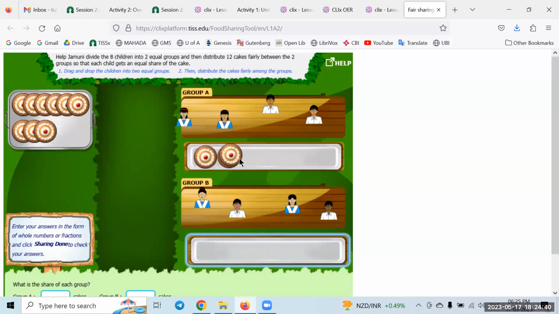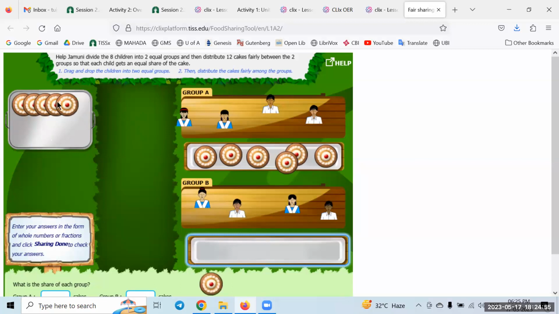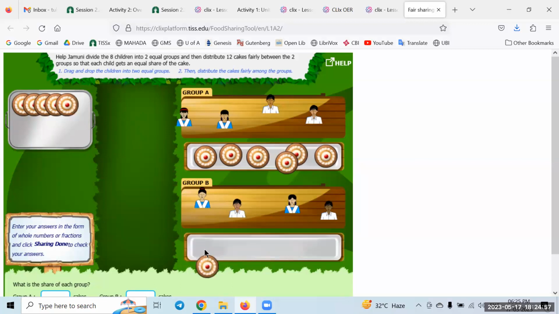Yeah. So once you are done, what you have to do is write what is the share of each group, group A and group B. Yeah, and let us then show the next question, Tuba, where unequal groups are there, because I want them to think about that.